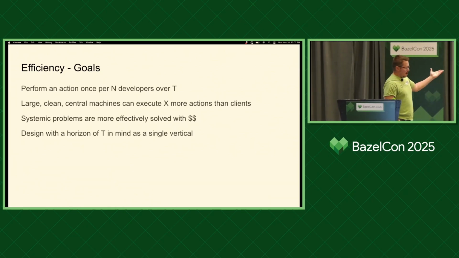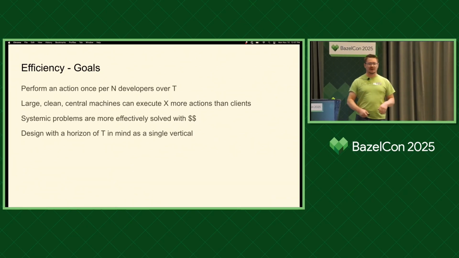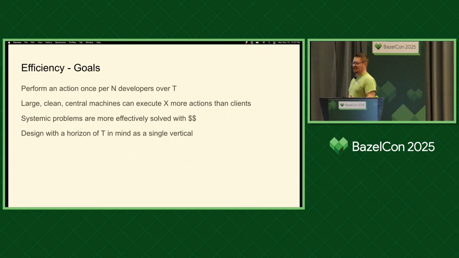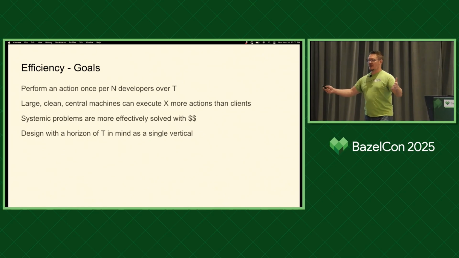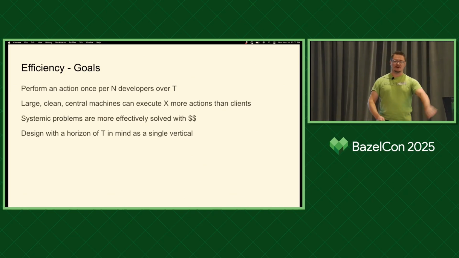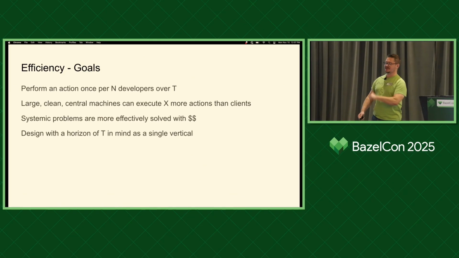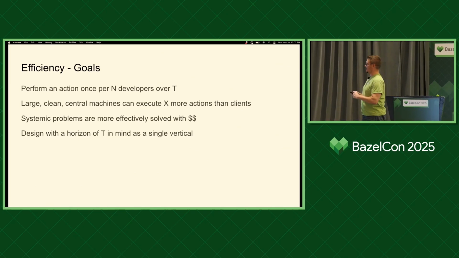So of our efficiency goals, we want to perform an action once per n developers over t. That's the remote execution formula. We only want, for some time horizon of what we want to cache, we only want to do that thing once for all of the n developers that we have, so we reduce that n out of the equation. We get very efficient builds in terms of what we represent.